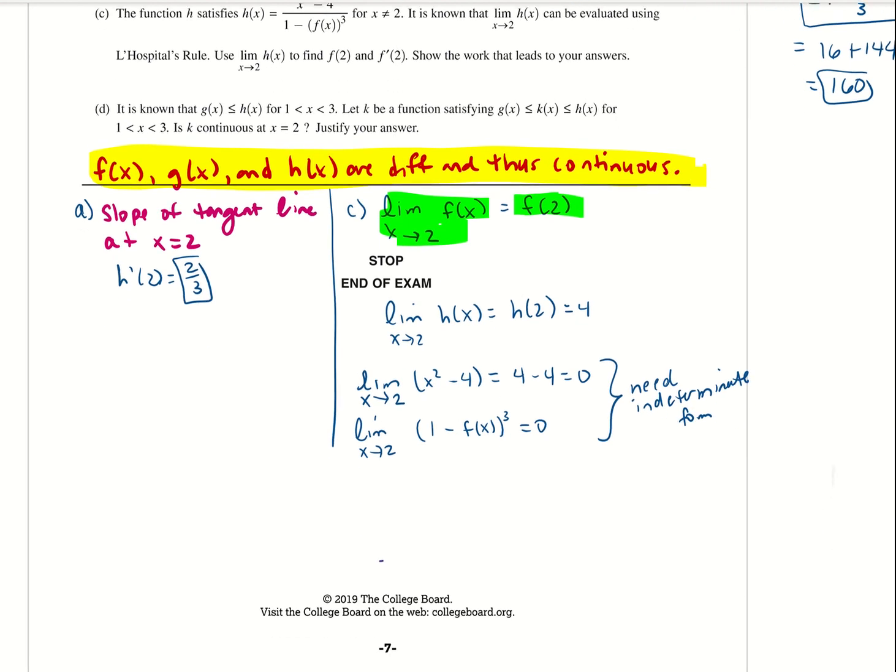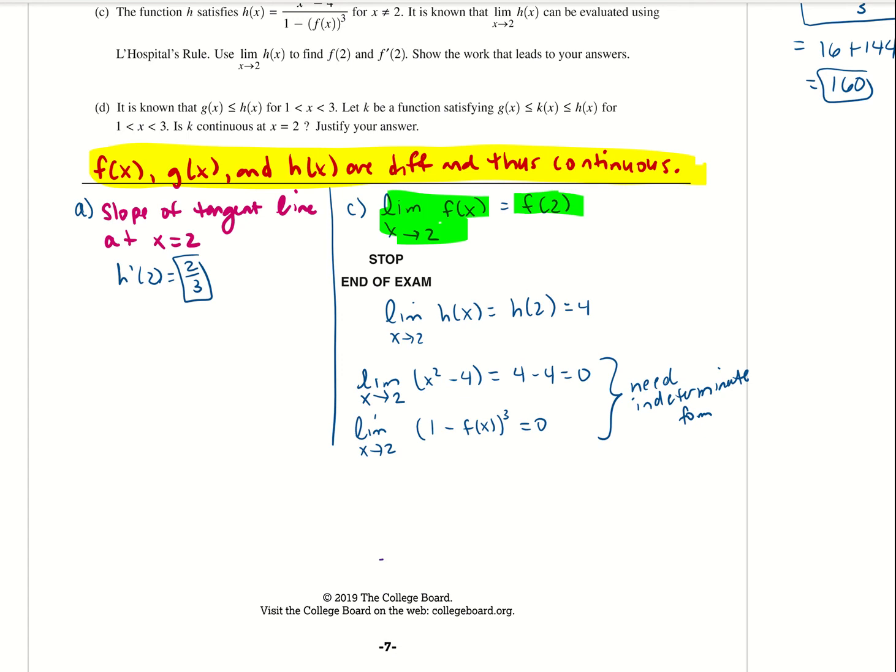Well, I can then solve this. What this means is that if I substitute in a 2 for x in this expression, I should be able to get a 0. I'm going to cube root both sides. And then when I solve this, f of 2 must equal 1. That was one of the things that they told me I had to do.